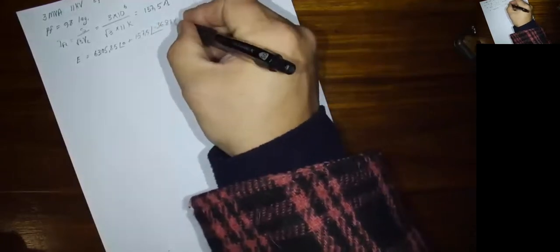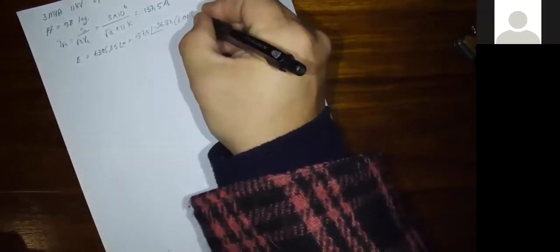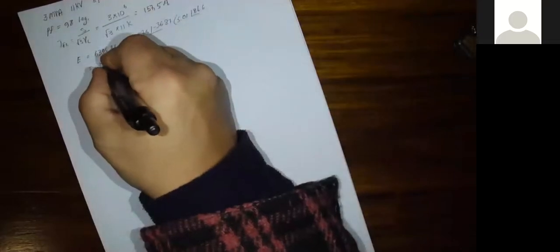Plus 157.4 times 5.01 minus 36.87, multiply by 5.01 angle of 86.57. The answer is 6,887.337, angle of 5.01.